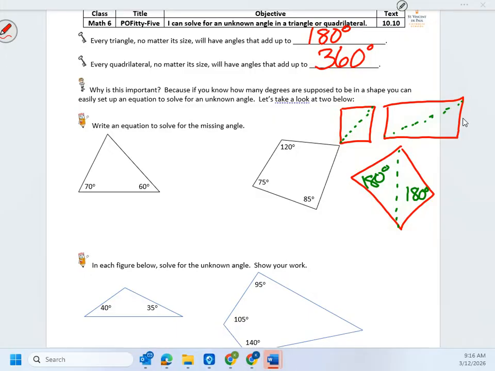Because it's two triangles. One triangle is always 180 degrees. So two triangles would always be 360 degrees. Michael? So if you have two protractors, then that would be 260 degrees. Correct.